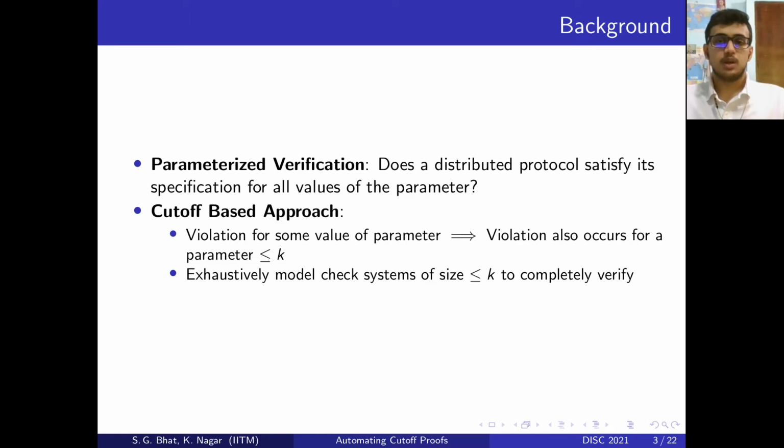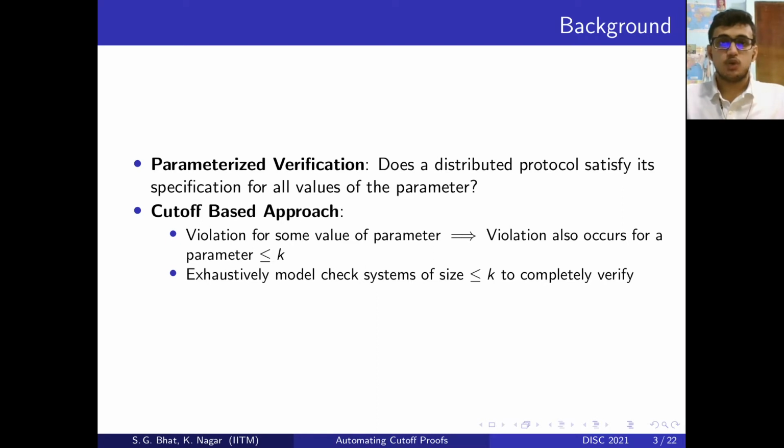Cutoff-based approaches for parameterized verification depend on the following observation for a protocol. If the protocol violates its specification for some arbitrary value of the parameter, it is guaranteed to violate its specification for a parameter value less than or equal to k. K here is then called a cutoff for the protocol.